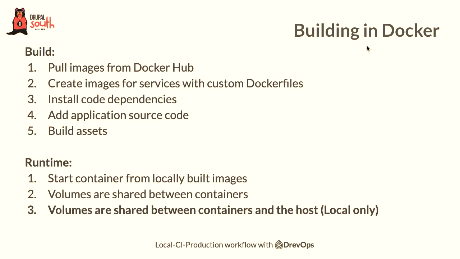But then, when you actually want to run your things, that's a runtime. This is where the containers start from those images, and containers actually have volumes shared between them, so the data can flow between containers, and this is how it works in production. The only thing that is different in local is you do have a volume shared between the containers and the host. This is for the changes that you make while developing to be synced into the container. And this is using just standard Docker implementations. There's no additional things there.